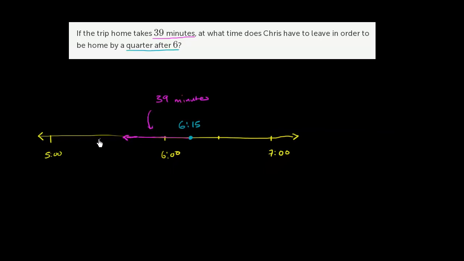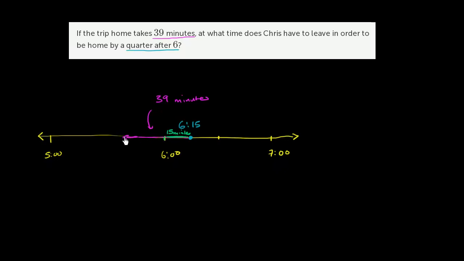Now, the way my brain processes it, I like to think about how much time it takes to get to the hour, and then how much time do you have left to go before the hour. So this part right over here is 15 minutes. If you go back 15 minutes from 6:15 and go to 6 o'clock, that was 15 minutes. So we've already gone 15 minutes back if we go to 6 o'clock. And then how many minutes do we have left to go back? Well, we went 15 of the 39. 39 minus 15 is 24. So we have to go another 24 minutes before the hour.